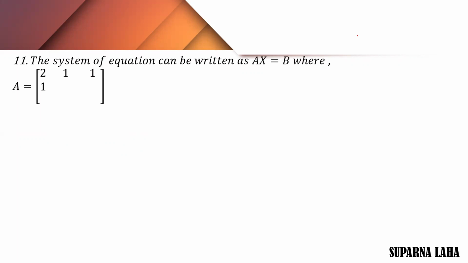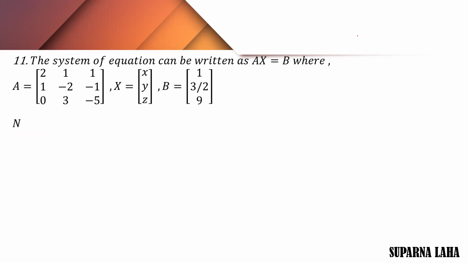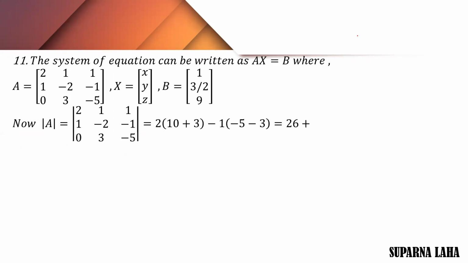So moving to the next one, question number 11. First of all, write down the system in the form AX equals B, and this is the system. A is 2, 1, 1, 1, minus 2, minus 1, 0, 3, minus 5. For finding the determinant, you can use row or column operations, or you can just break down the determinant and you can easily find the value. So determinant A is here non-zero, 34. So we can say that A inverse exists.